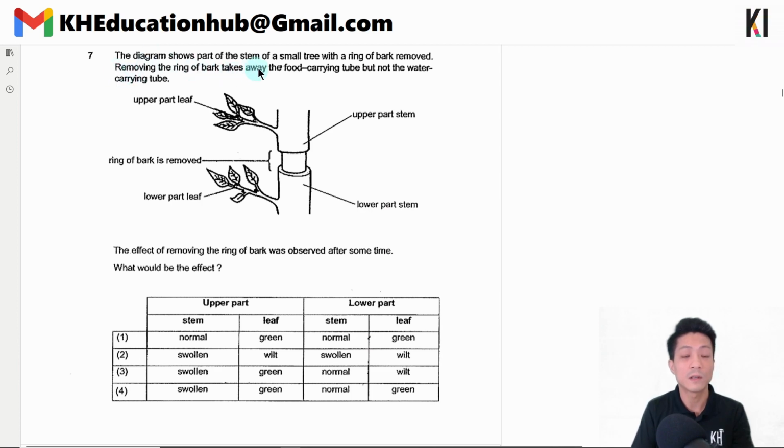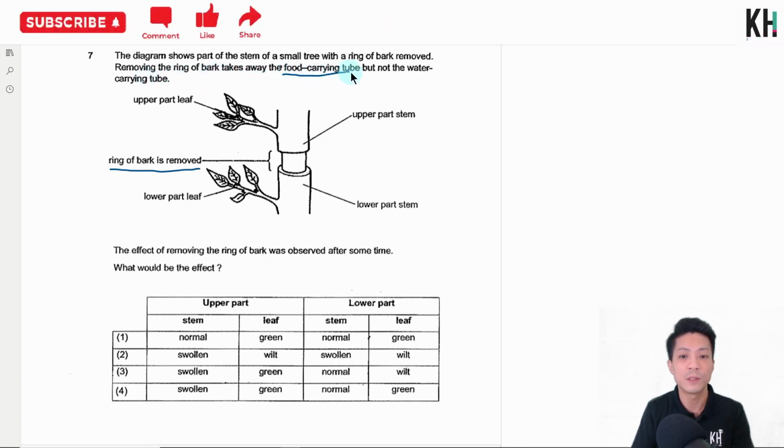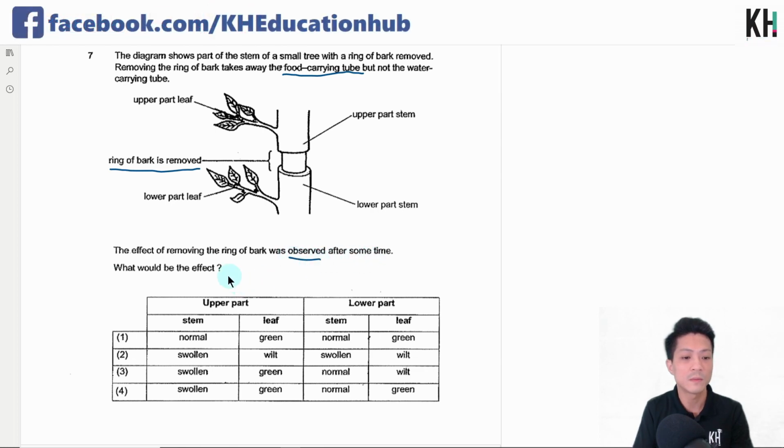Question 7. The diagram shows part of the stem of a small tree with a ring of bark removed. So this is the part where the ring of bark is removed. Okay, removing the ring of bark takes away the food carrying tube, but not the water carrying tube. The effect of removing the ring of bark was observed after some time. Okay, what would be the effect?